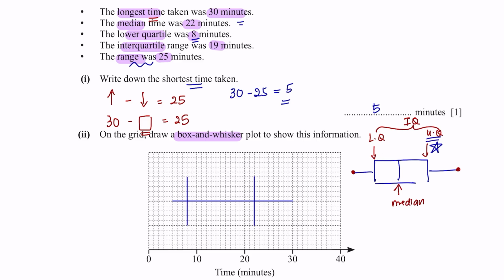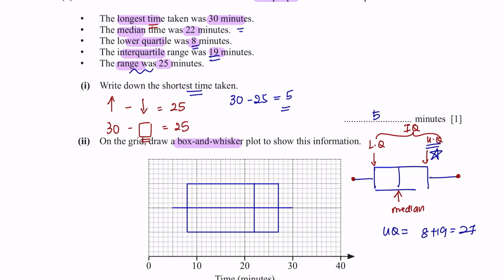The upper quartile was not given. However, we know that the interquartile range was 19. So that means the upper quartile would be 8 plus 19, which is 27. Over here like this. And just complete the plot by drawing a box like this. And you're done.